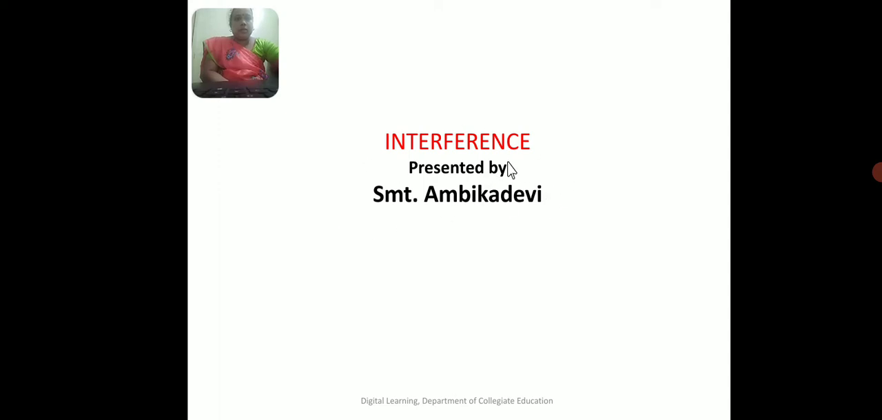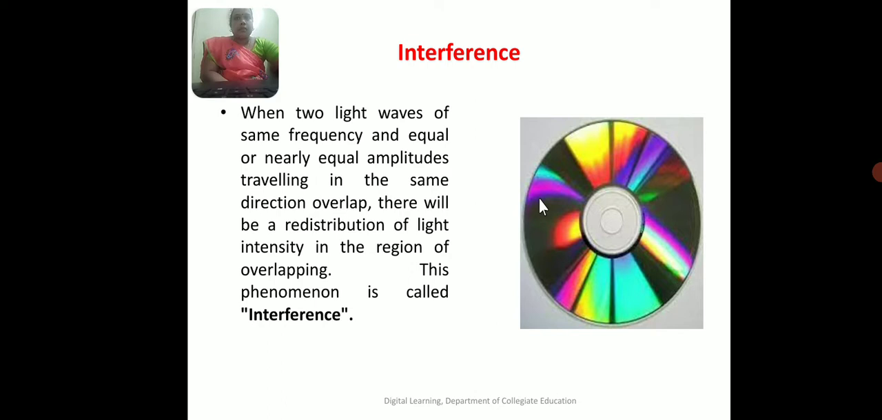This is my topic, interference. All of us know that when any luminous body, if we glow any bright body, light rays spread in all directions. Light is uniformly distributed in all directions.